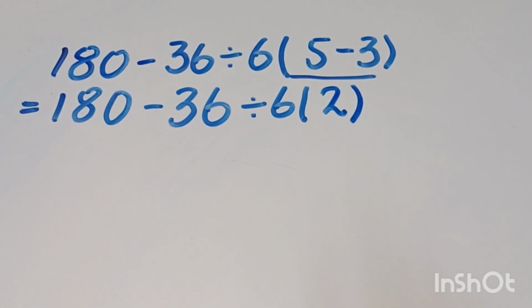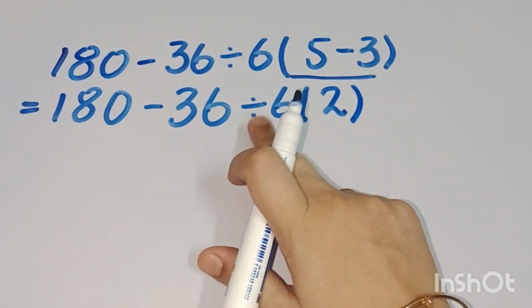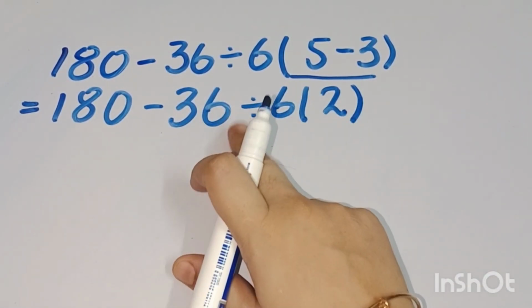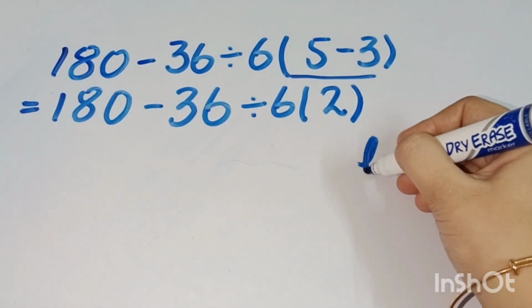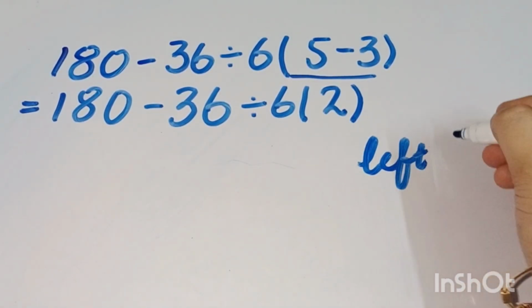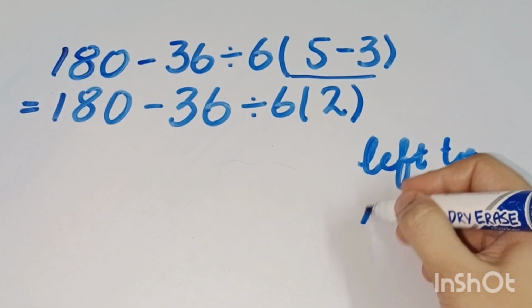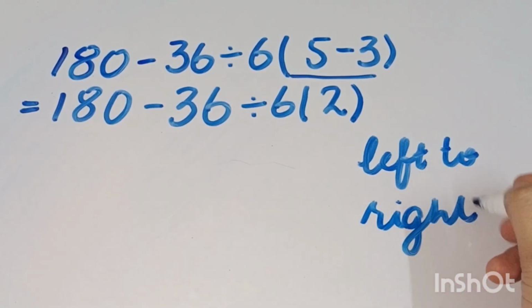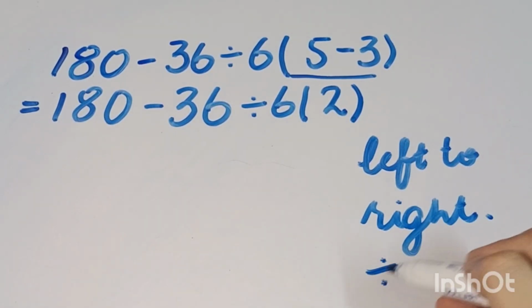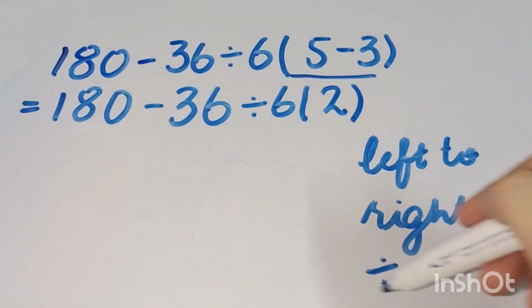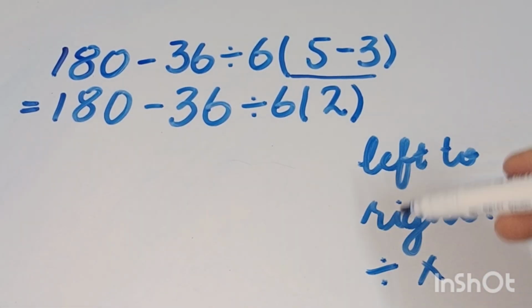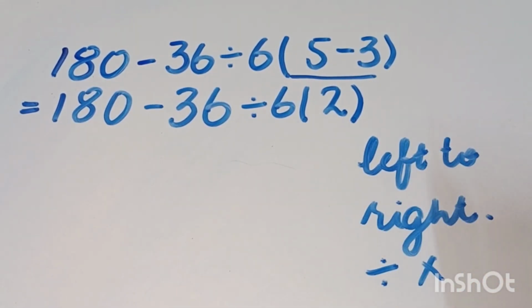Now what should we do first? Here we have division, then multiplication, according to the left to right rule. As we all know, what is the left to right rule, I am writing in front of you. Which sign, division or multiplication, is first, I will do this. Which is on the left side, I will do this. If division is on the left side, then I will do division first. If multiplication is on the left side, then I will do my multiplication.